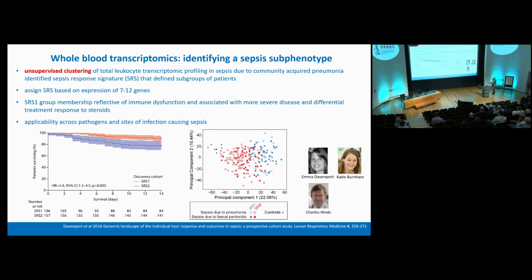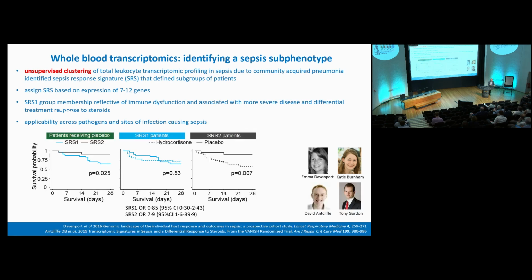And if you look at these sepsis response signatures in red and blue, you see that they're really being pulled apart in this first principal component rather than whether the circle is filled or unfilled in terms of the underlying infectious driver. And what we've shown across a variety of infections is that this paradigm seems to hold up in terms of a particular subgroup of patients we can define with a relatively small number of genes.